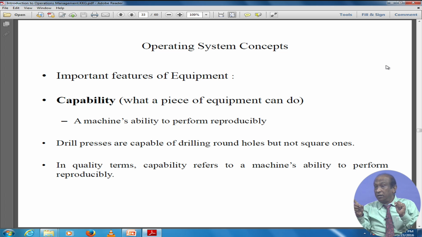The first is capability. How do I define capability? Capability is what a piece of equipment can do, and in the context of quality, a machine's ability to perform reproducibly is its capability. Drill presses are capable of drilling round holes, but not square ones. So, in quality terms, capability refers to a machine's ability to perform reproducibly. This is a very important concept, reproducible production. You should understand what capability is, because this concept will be required later on, and until these concepts are clear, you will not be able to appreciate the philosophy behind the other things that we are going to introduce.